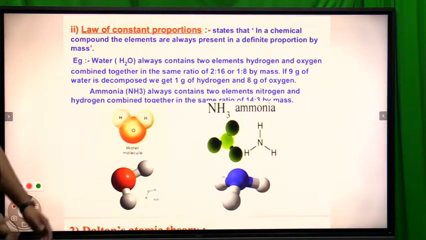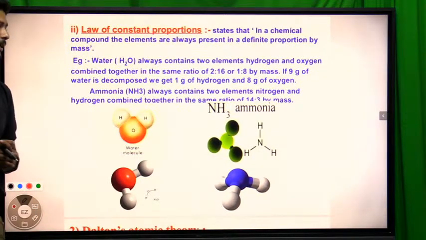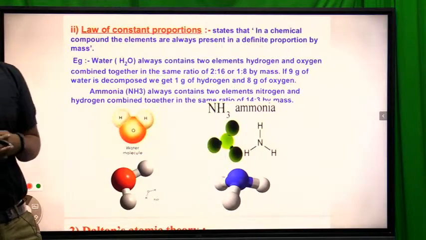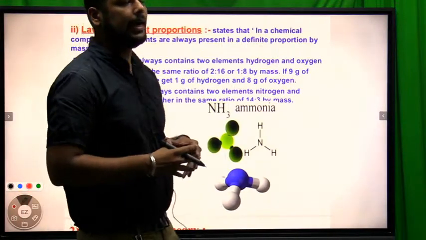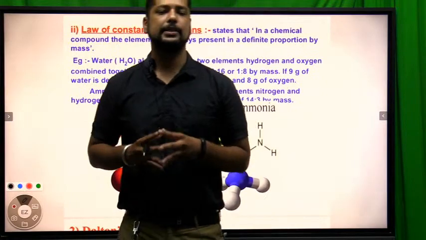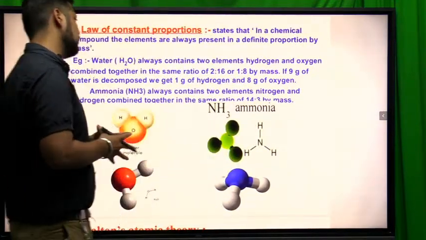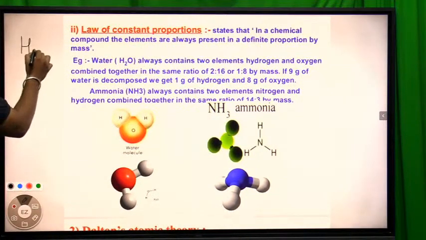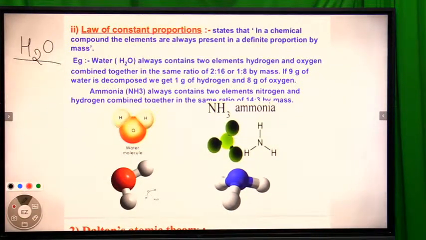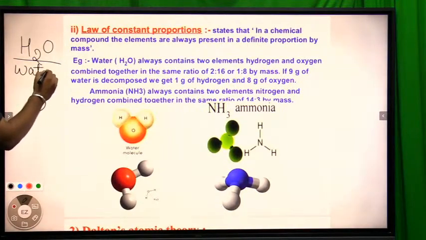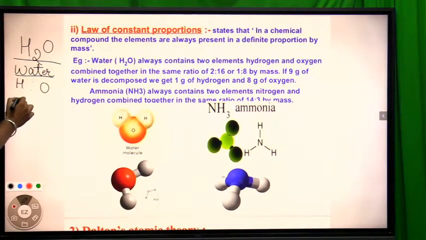The second law is the law of constant proportion. It states that in a chemical compound the elements are always present in a definite proportion by mass. Whenever there is a compound, the elements in it are in the same proportion or the same ratio. Suppose we take an example of H2O. You all know what H2O is. H2O is the chemical formula for water. Now in water, hydrogen and oxygen are in the ratio 1:8.